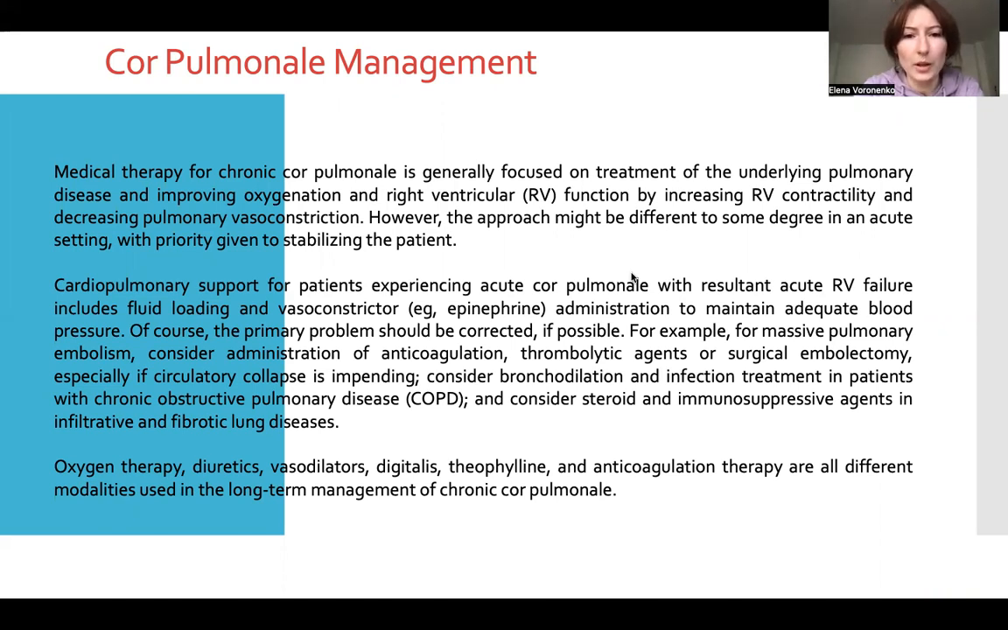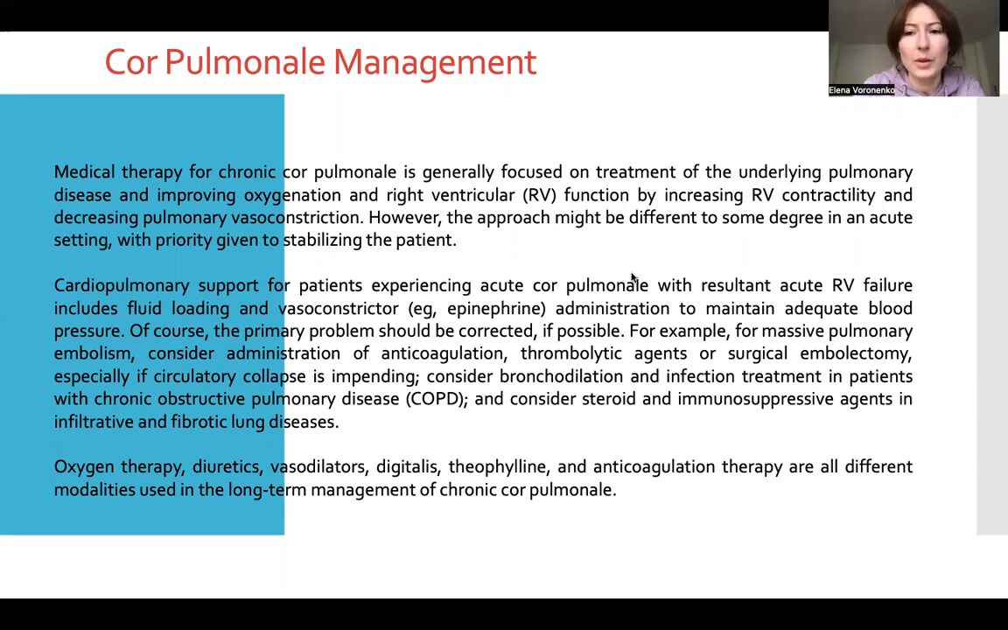Cardiopulmonary support for patients experiencing acute cor pulmonale with resultant acute right ventricle failure includes fluid loading and vasoconstrictor administration to maintain adequate blood pressure. Of course, the primary problem should be corrected if possible.